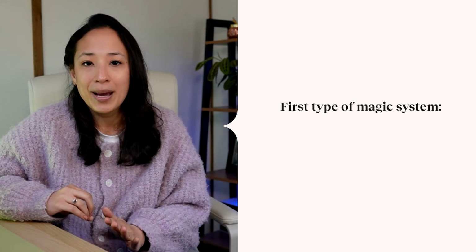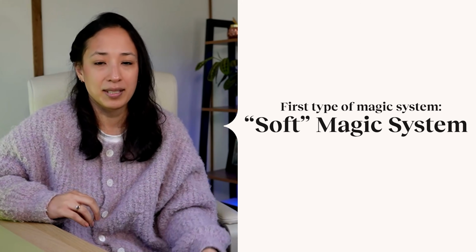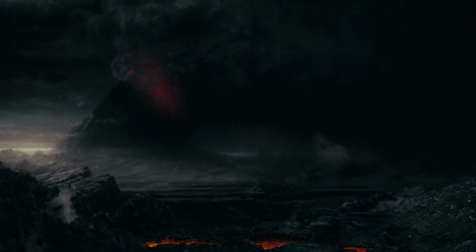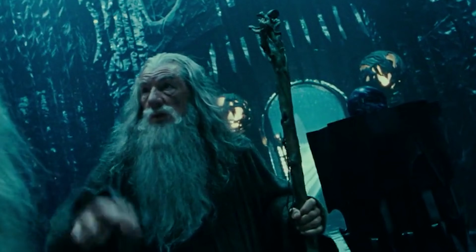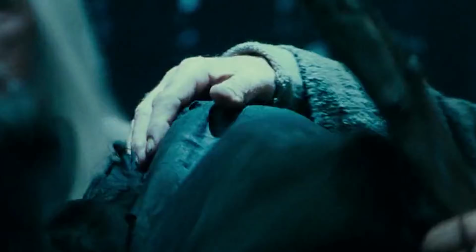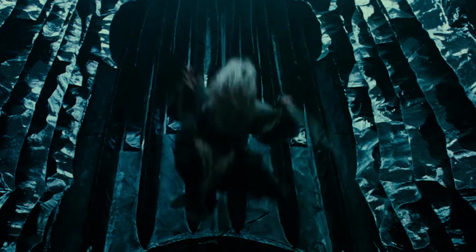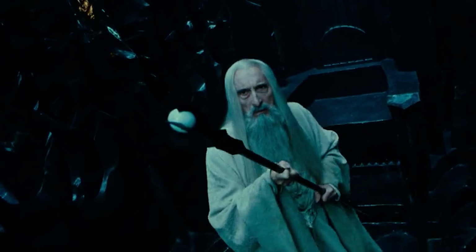The first type of magic system is called a soft magic system. Sanderson uses The Lord of the Rings as an example of a soft magic system. In this type of system, magic is mysterious and vast. It creates an atmosphere of awe and wonder because we never fully understand its mechanics. But in this type of magic system, magic is rarely used by itself to solve major problems.